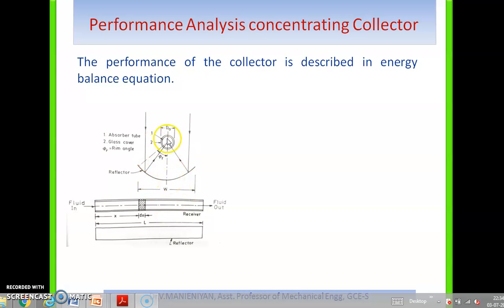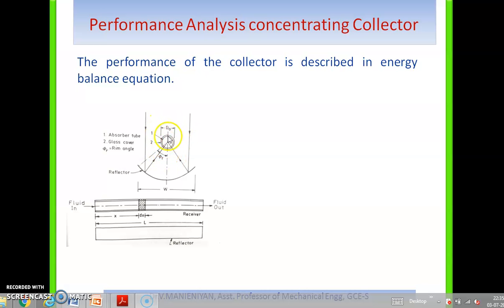So this is the reflector's area, that is the reflecting area, the trough. So this is an absorber tube. Another one, on the outer side, is a glass cover to reduce radiation losses. So that is psi r, called the rim angle.